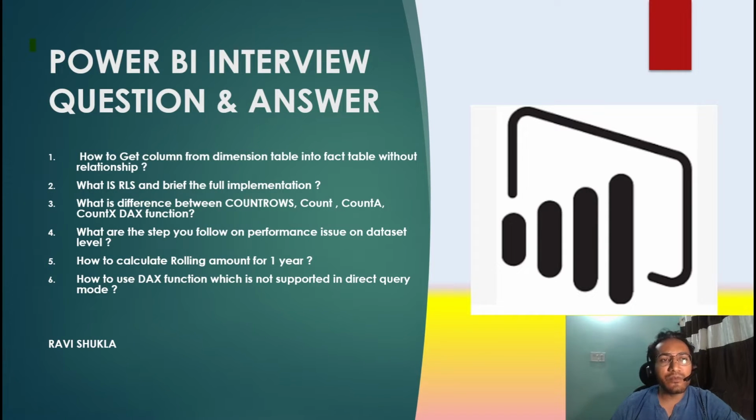So my first question is how to get a column from a dimension table into a fact table without a relationship. Take an example where you have two tables, one fact and one dimension, and there is no relationship between the tables. Keep in mind, if you have a relationship, we can do that, but if you don't have a relationship, you can also do that. Let me discuss that first. I'll share my screen and you can see how we can do it.